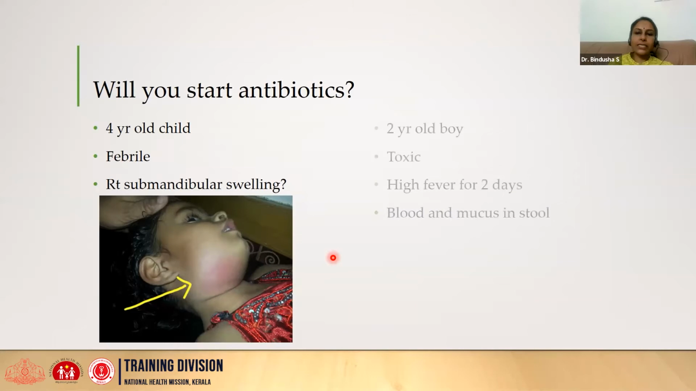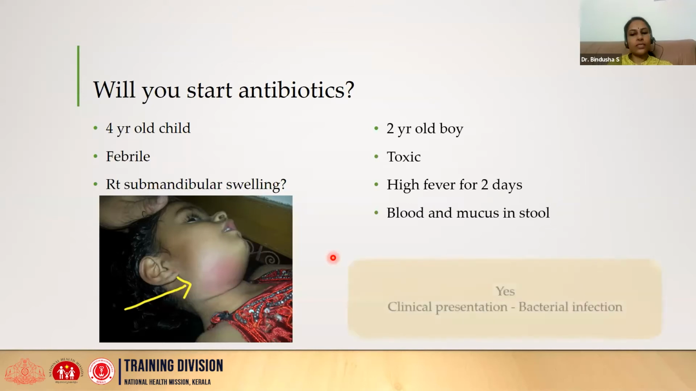And this is another scenario. This is a 2-year-old child who is toxic and has high fever for 2 days. And now the child is having blood and mucus in stools. So this is also a clinical bacterial infection, acute invasive diarrhea. So this is the first indication for starting empiric antibiotics.